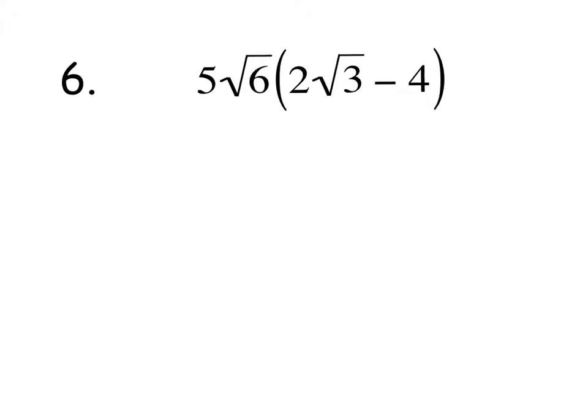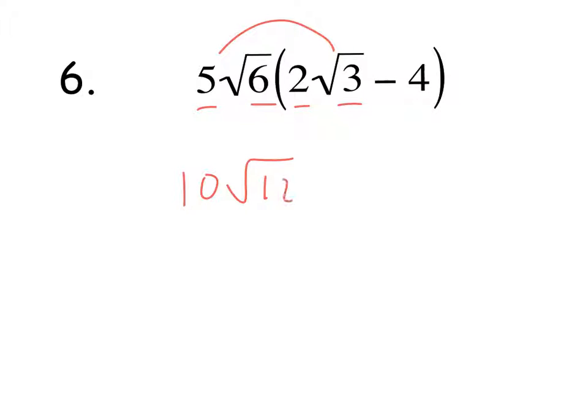All right, on this one, if I distribute, outside numbers multiply. So 5 times 2 is 10. Inside numbers multiply. 6 times 3 is 18. The 5 root 6 is the whole thing. So this entire thing is multiplying by this entire thing.